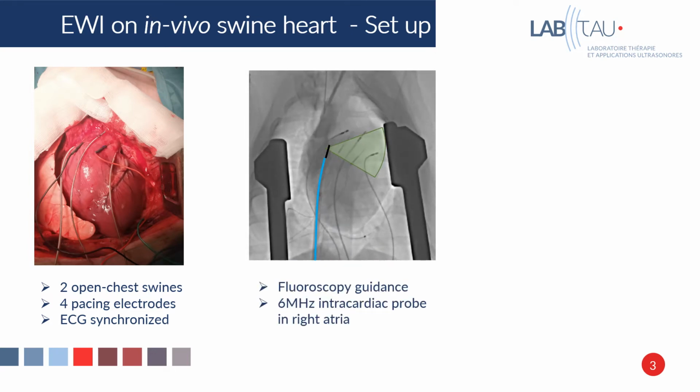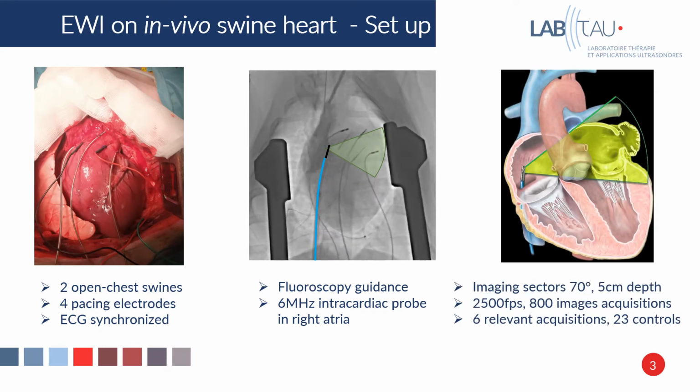We used an intracardiac probe that was inserted into the femoral vein up to the right atria with a central frequency of 6 MHz under fluoroscopic guidance. And we performed acquisition at 2,500 frames per second. 8 images were acquired at each time.